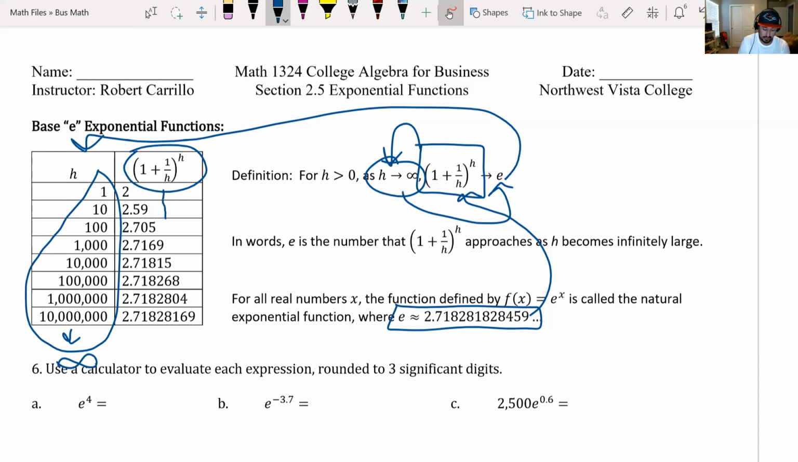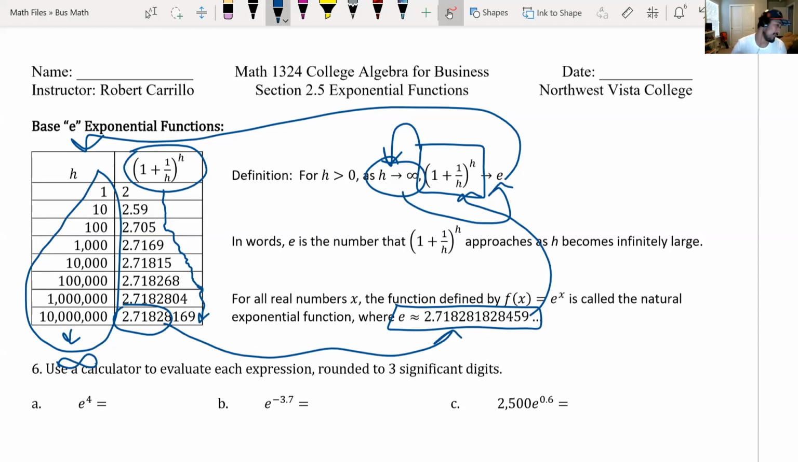2, 2.59, 2.7, 2.71, 2.718, 2.7182, 2.7182 8169. So no matter how large the number gets, we are still going to get this number, 2.7182, which is the approximate number for E. So this is where it all comes from. My notes now look like a football play. I just wanted to show you where we get that number from.